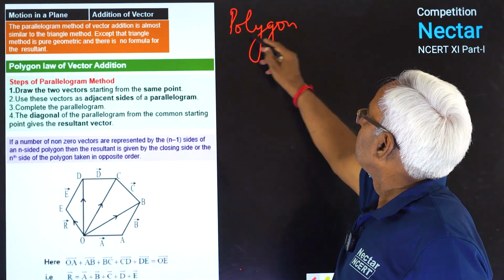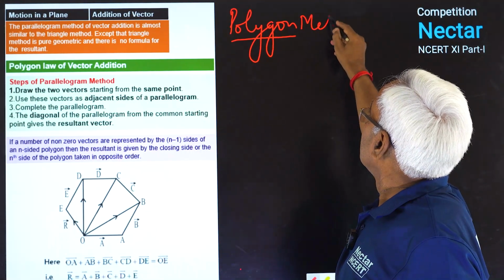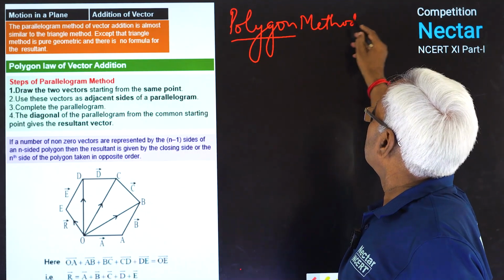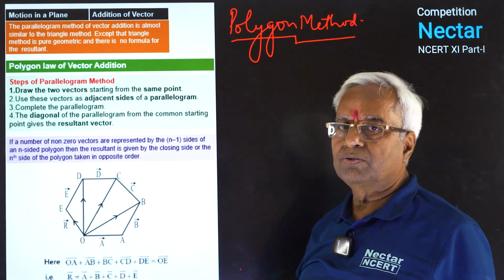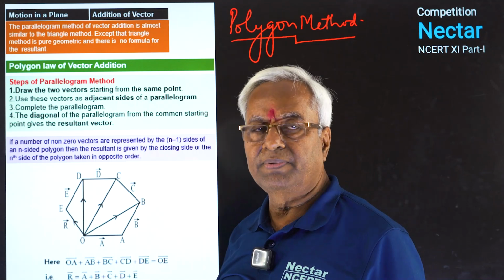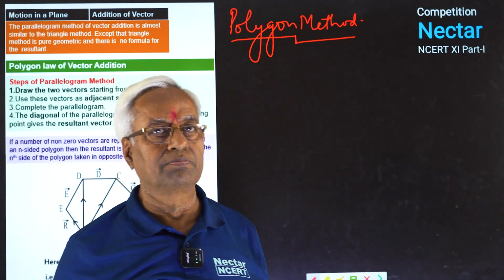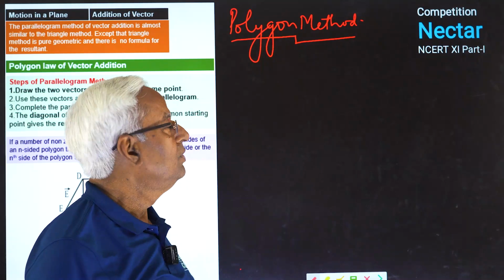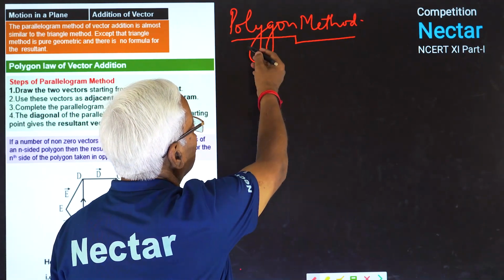Polygon method. If you want to add many vectors, for two vectors you have the triangle and parallelogram methods. But when vectors are more in number, greater than 2, then in that case you have to follow this method.